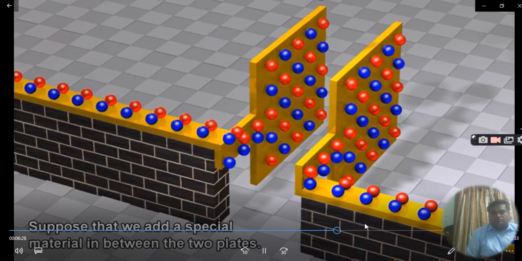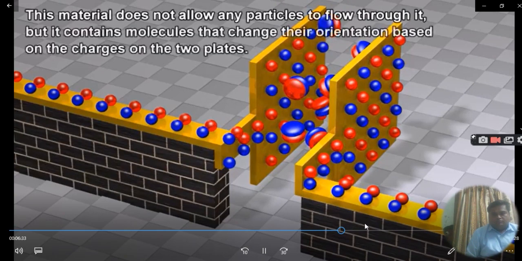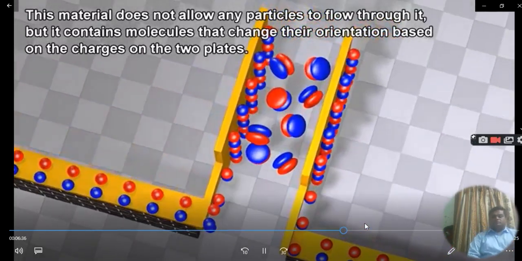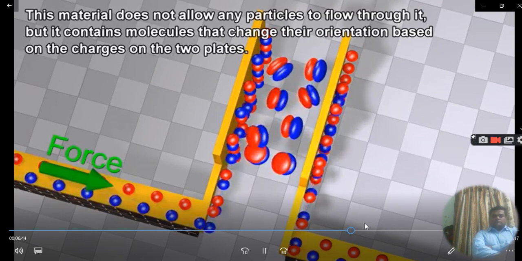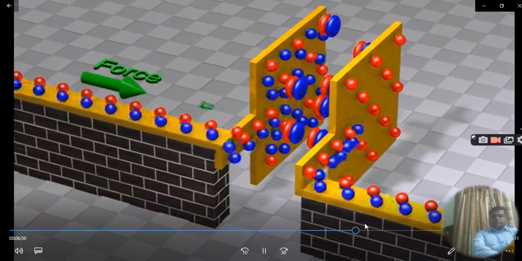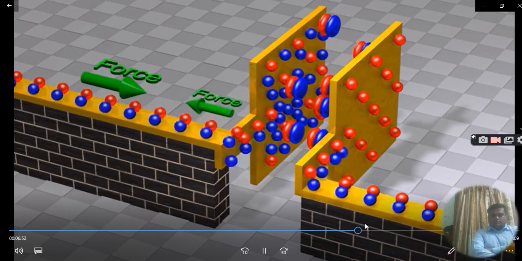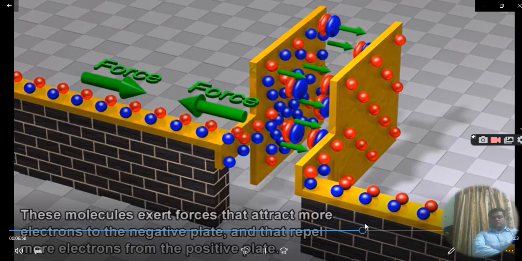Suppose that we add a special material in between the two plates. This material does not allow any particles to flow through it, but it contains molecules that change their orientation based on the charges of the two plates. These molecules exert forces that attract more electrons to the negative plate and that repel more electrons from the positive plate.